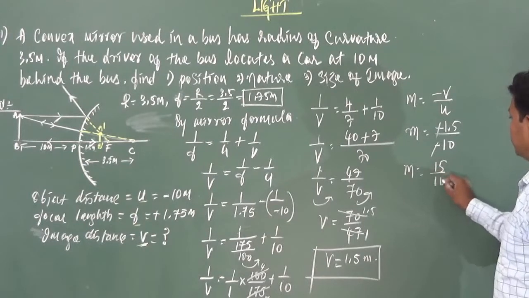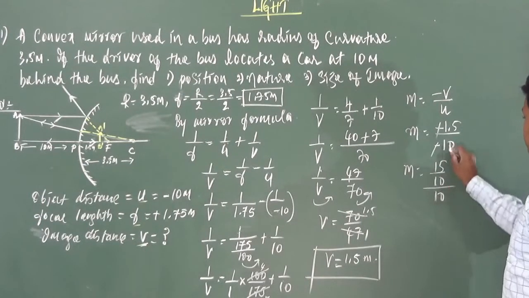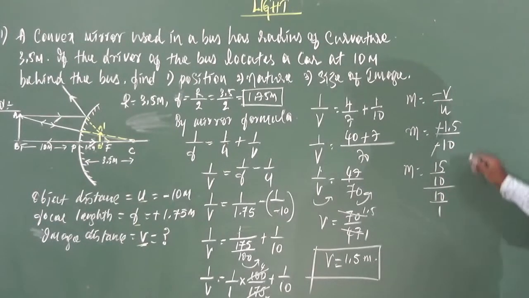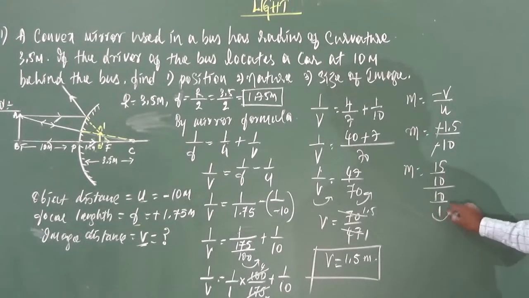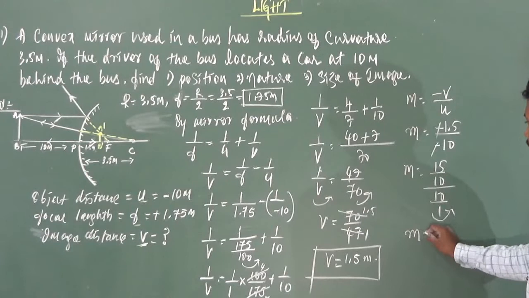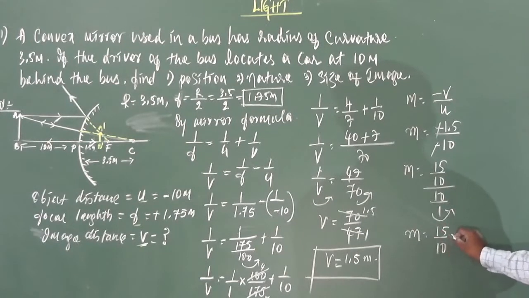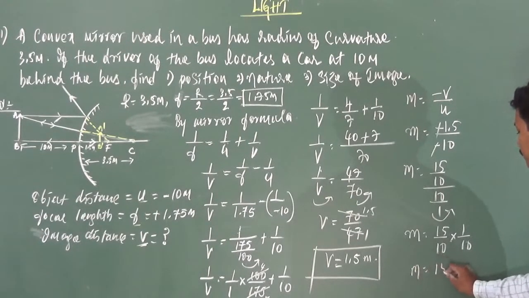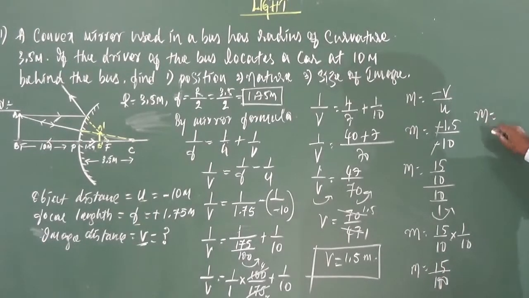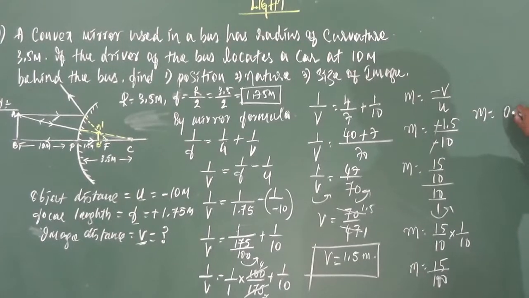So 1.5 can be written as 15 by 10, and 10 can be written as 10 by 1. Take the reciprocal. So m is equal to 15 by 10 into 1 by 10. So that becomes m is equal to 15 by 100. So m is equal to 0.15.